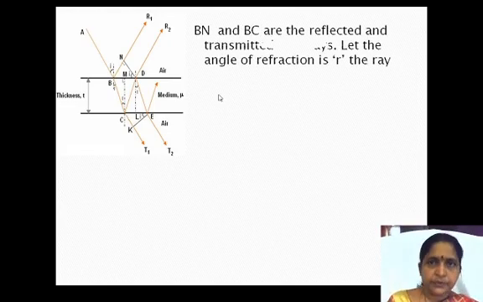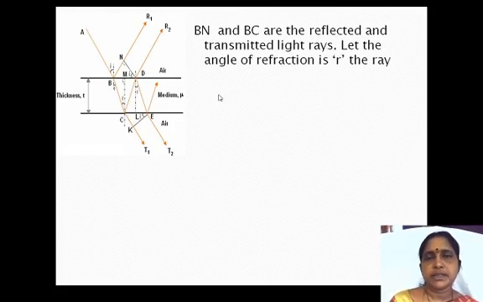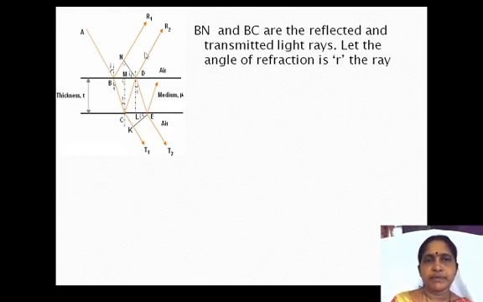Here we find the path difference between those two reflected rays, because we obtain bright fringes and dark fringes. So we want the condition for bright fringe and dark fringe. The general condition for constructive interference is that the path difference is equal to an integral multiple of lambda. So we want the path difference between these two reflected rays.